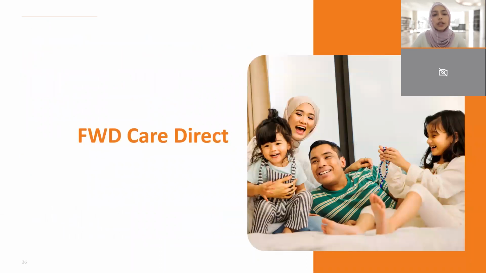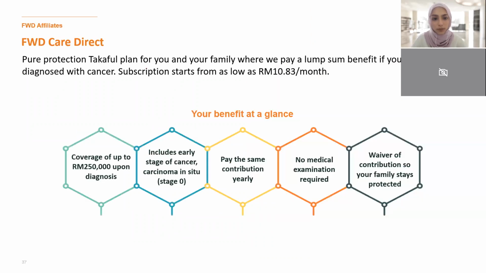Okay, so now we're going to go into FWD Care Direct. Care Direct is actually a cancer protection plan, but I'll share with you what is the biggest difference between Care Direct and Big Three. The biggest difference is that Care Direct is specifically a cancer protection plan, which means we cover including the early stages of cancer, which is carcinoma in situ, or also known as stage 0. For Big Three, we only cover from stage 2 onwards, but for Care Direct, you will get covered upon diagnosis for stage 0 as well, starting from stage 0.